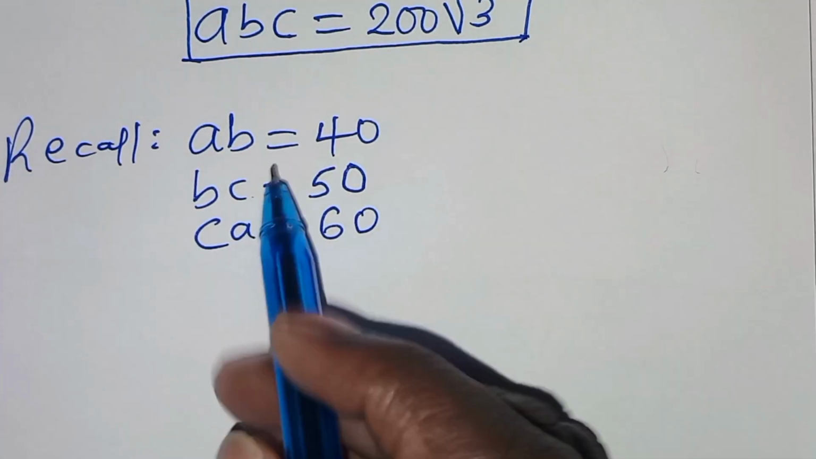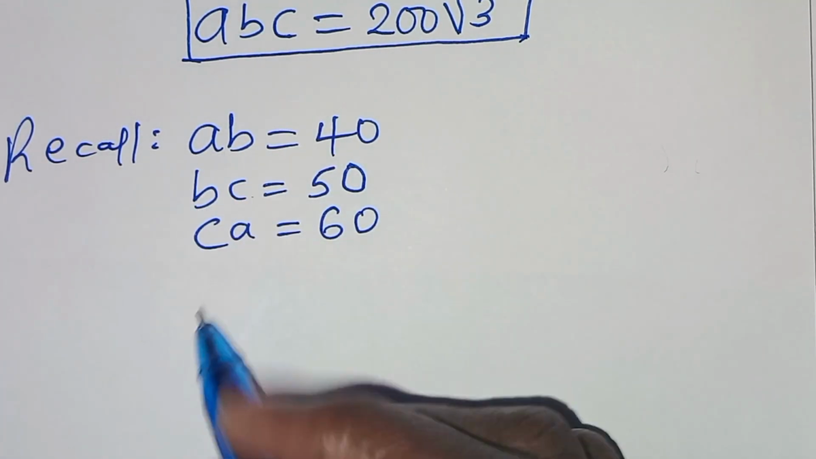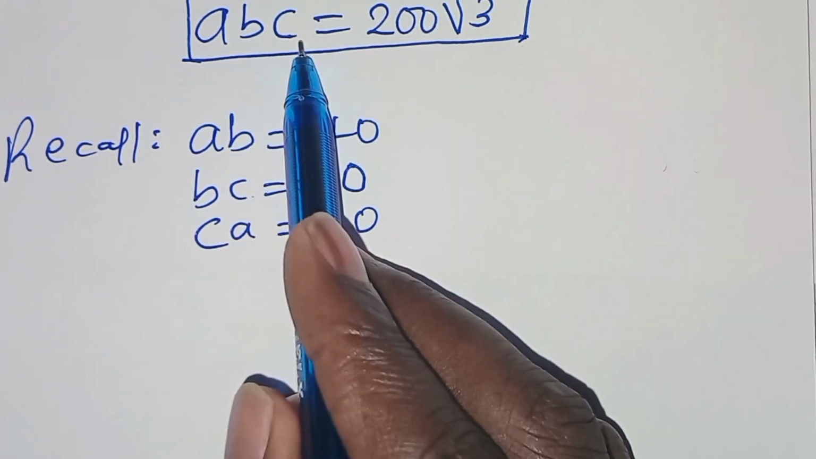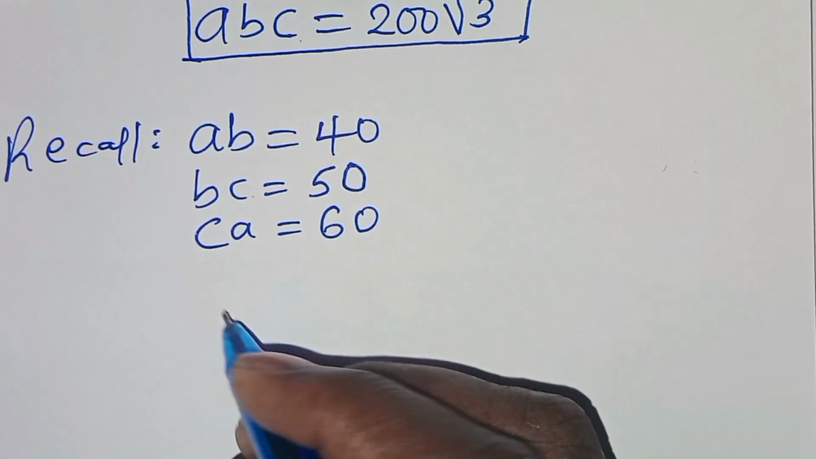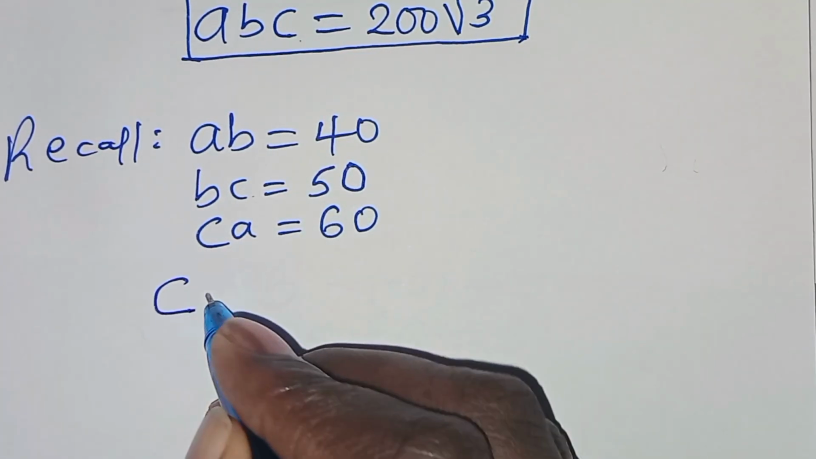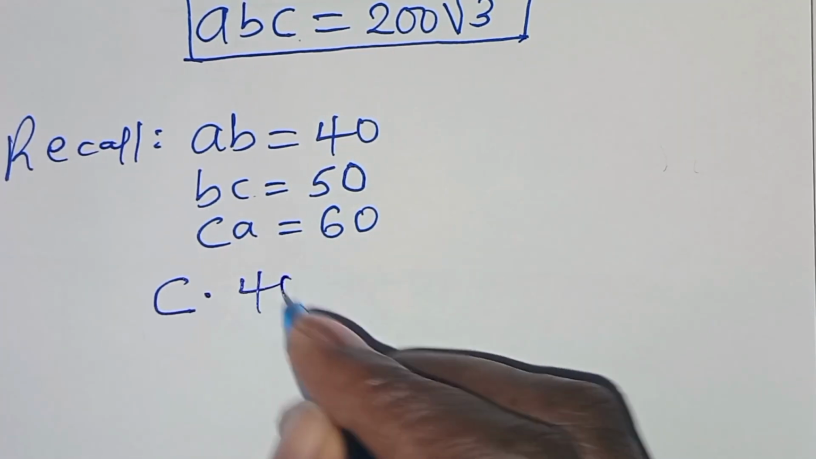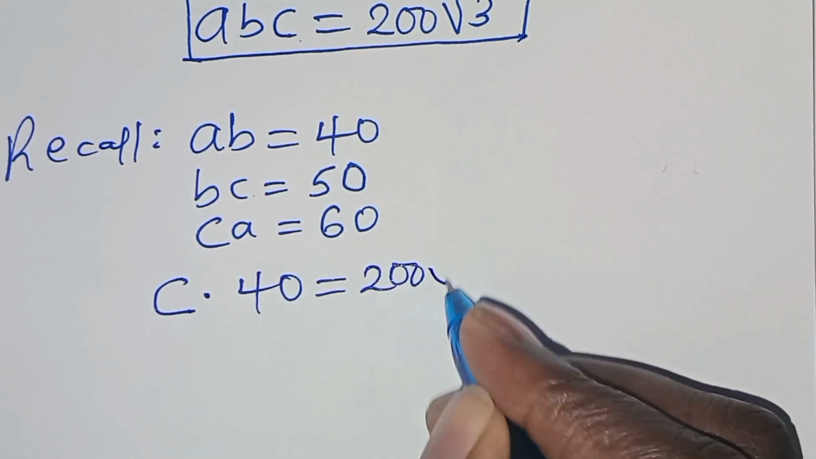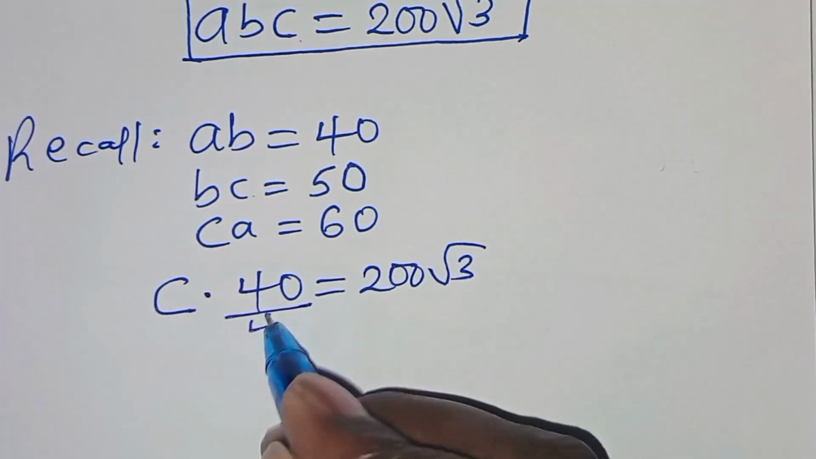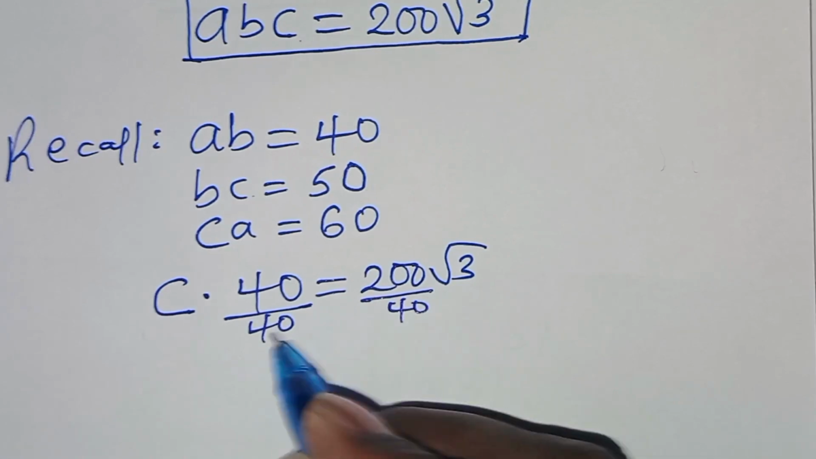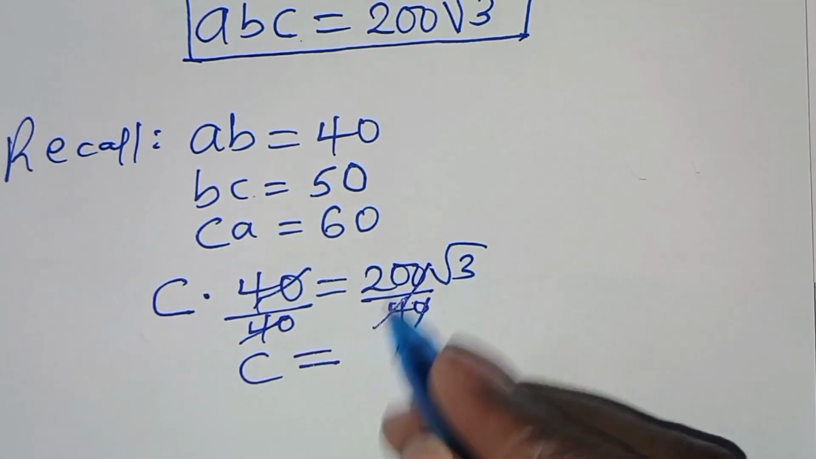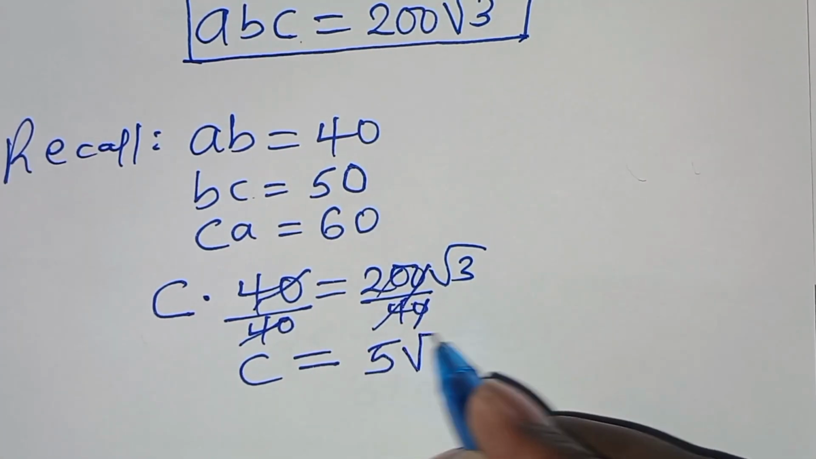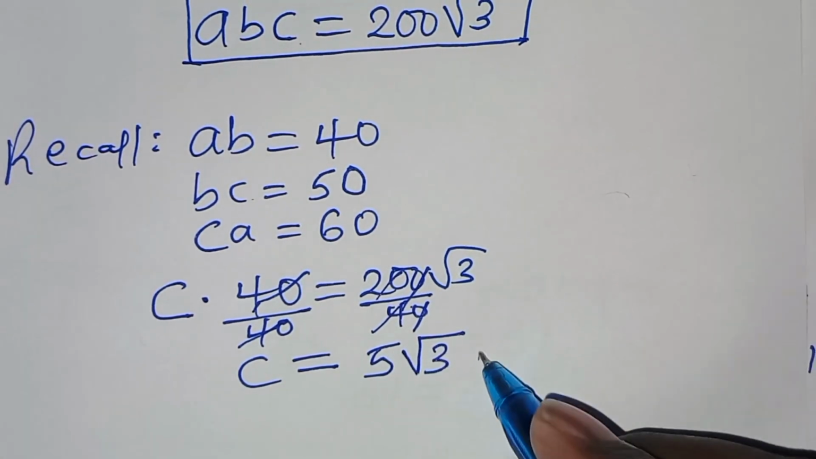So now we can calculate the value of A or B. We have that ABC is equal to 200 square root of 3. So we can calculate the value of C. This is C times AB, and AB is 40, equal to 200 square root of 3. Let's divide both sides by 40, so that the value of C is equal to 5 square root of 3. So this is the value of C.